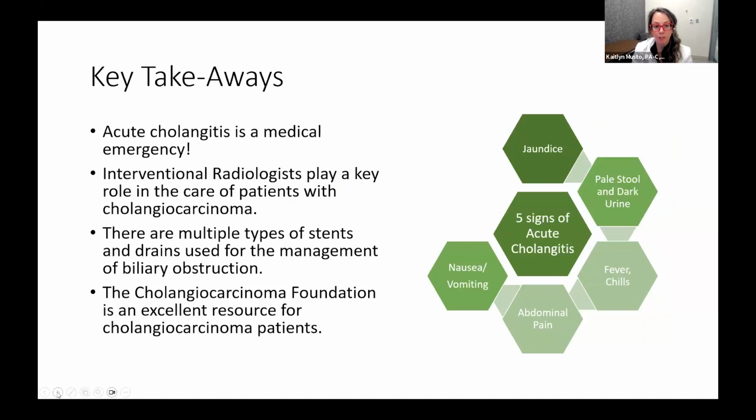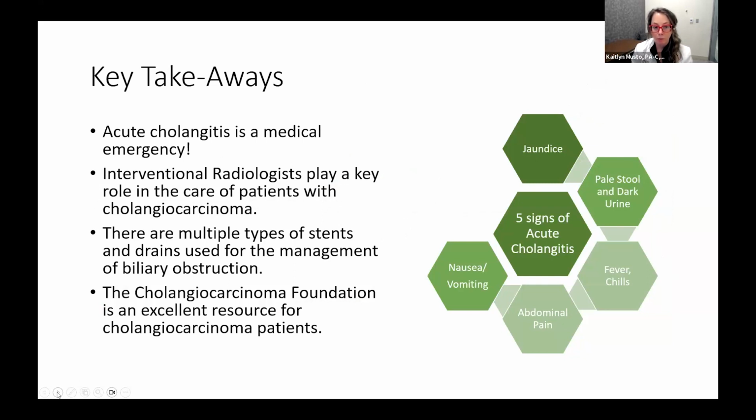So some key takeaways for today. Acute cholangitis is a medical emergency. Patients really need to be aware that if you have a biliary tube in place or a stent and you develop any of these symptoms, that can be a life-threatening issue. If you get infected, you need to go to the hospital, you need to call your healthcare team, and you have to get started on antibiotics, and that obstruction needs to be relieved.